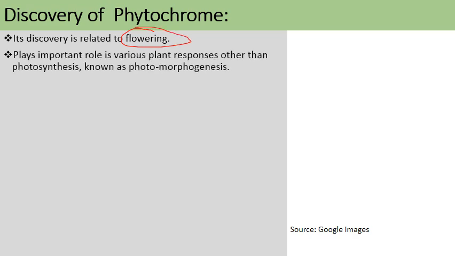Next is discovery of phytochrome. So its discovery is related to flowering in plants. The credit goes to Hendricks and Borthwick. They observed the lettuce seed germination and observed that this pigment is responsible for seed germination in light sensitive seeds. So its discovery is related to flowering and it plays an important role in various plant responses which are other than photosynthesis. So this pigment plays a role in many such responses of the plant which are other than photosynthesis, and all these responses come under photomorphogenesis.